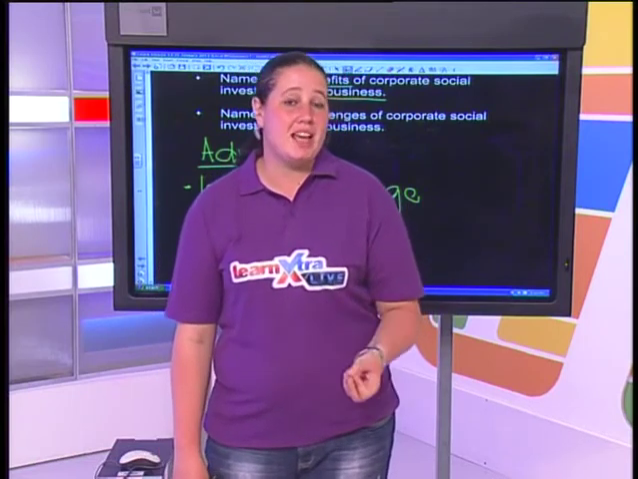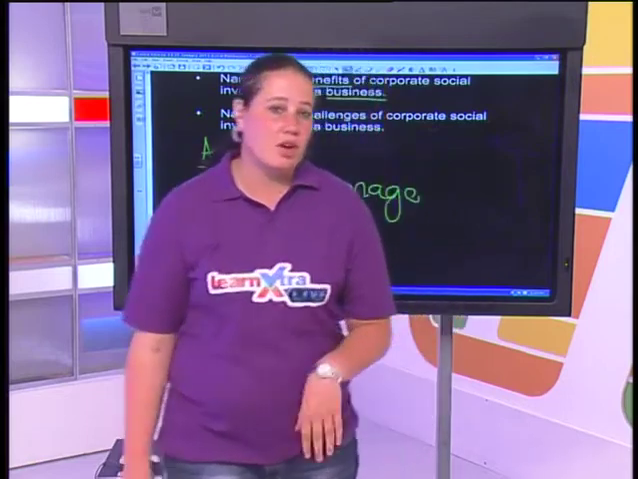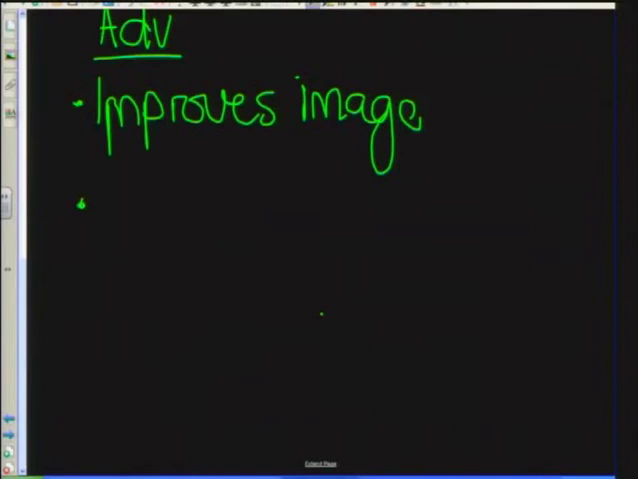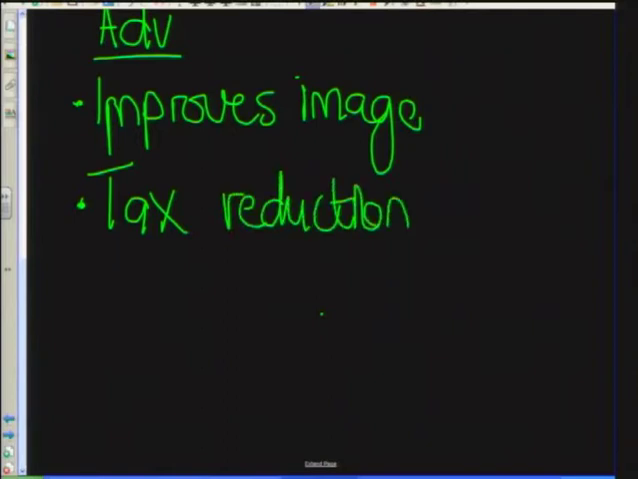And you can imagine in the business world, every bit you save or get back, you can reinvest and really do something amazing with it. So the second advantage I've got here would be tax advantages. So second advantage would be tax reductions or tax rebates.